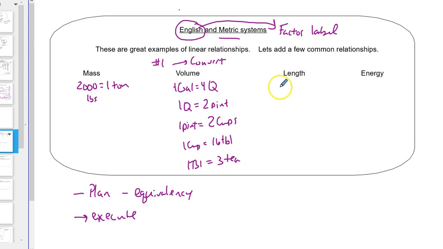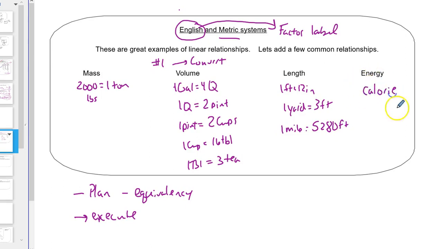Length. A couple of you probably know 1 foot equals 12 inches. 1 yard is 3 feet. And 1 mile is 5,280 feet. Energy. I'm not going to do a conversion here, but our main unit of energy here is the calorie, just so you know. Alright, let's use some of these and let's try some problems out.